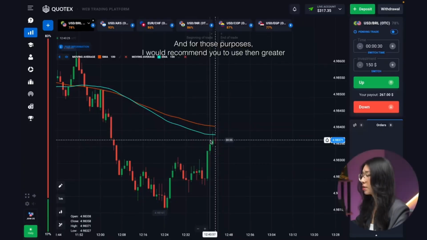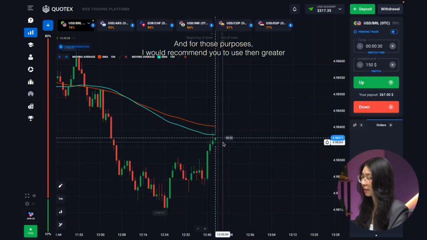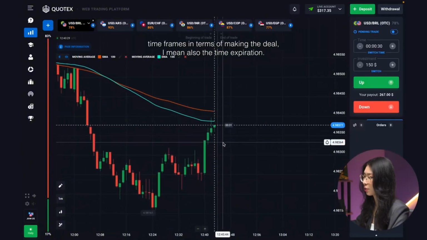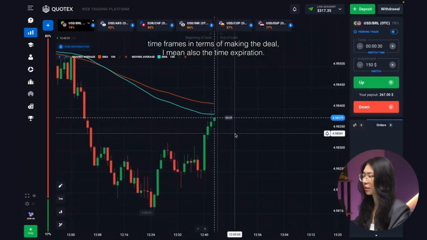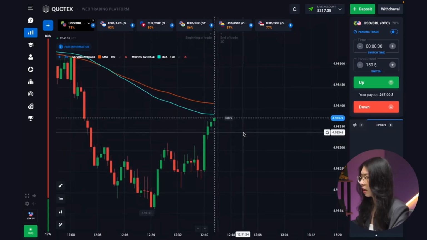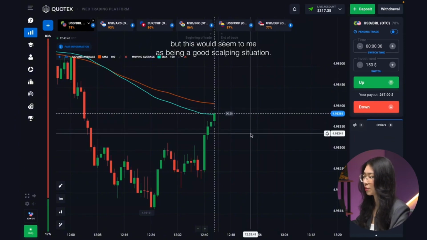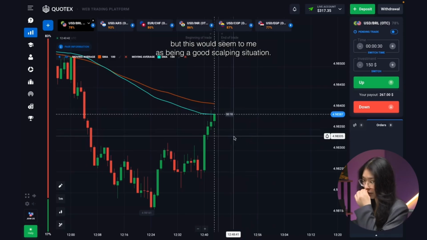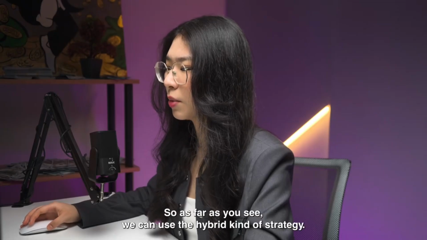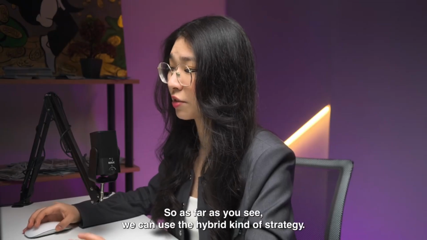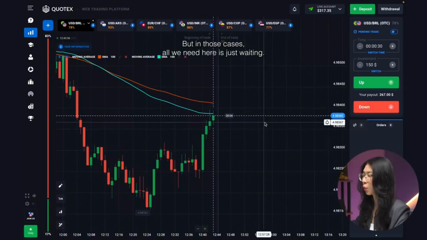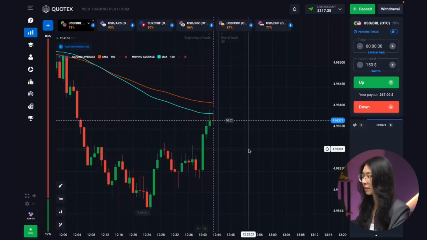And for these purposes, I would recommend using greater time frames in terms of making the deal. I mean also the time expiration. And as for me, I would also try myself with the expiration of 20 seconds, but this would seem to me to be a good scalping situation. So as far as you see, we can use the hybrid kind of strategy, but in those cases, all we need here is just waiting.